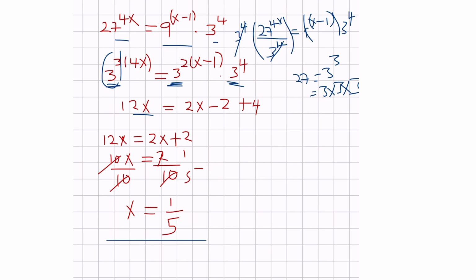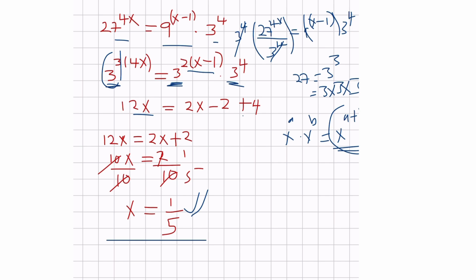Remember this, on the right hand side here, we are applying the basic rule of indices which says x to the power of a multiplied by x to the power of b is equal to x to the power of a plus b. That is what we have done here. We're going to get 2x minus 2, if you expand this one, plus 4. We've applied this law of indices. So ultimately, we're going to get 12x is equal to 2x plus 2. Then x ultimately is going to be 1 over 5. So that is our final answer on this equation.